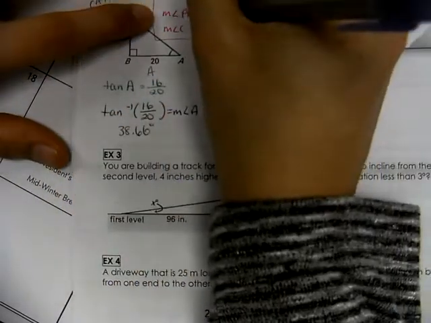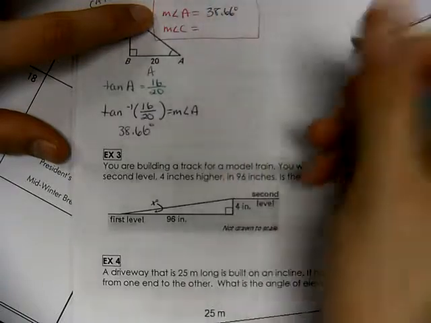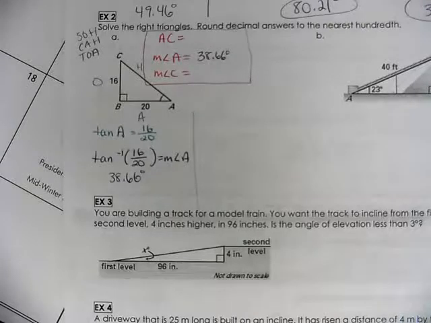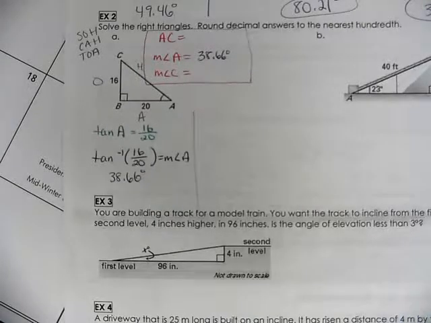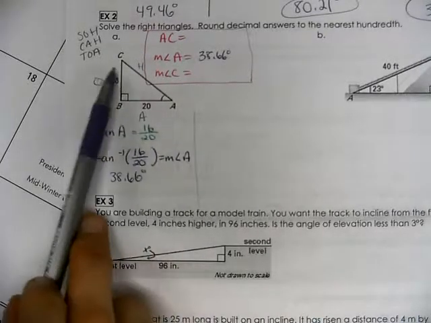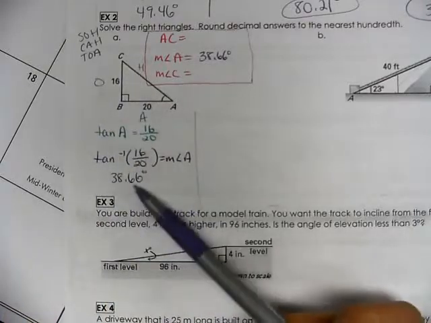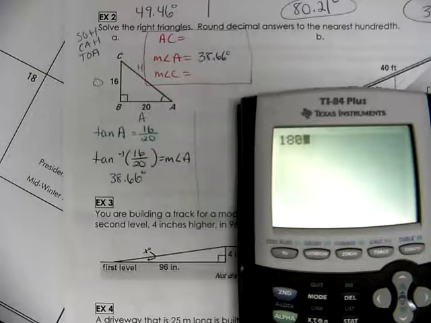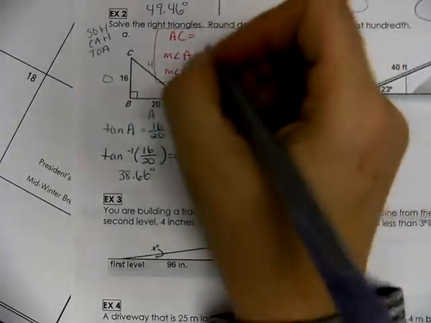So the measure of angle A is 38.66 degrees. How many degrees are there in a triangle? 180. So if I already figured out angle A, can I just use that knowledge to find angle C without doing one of these again? So I'm going to say 180 minus 90 minus 38.66 gives me the other angle, 51.34.